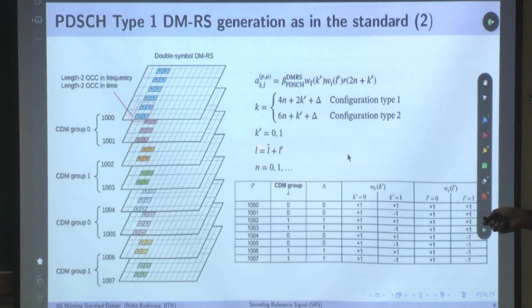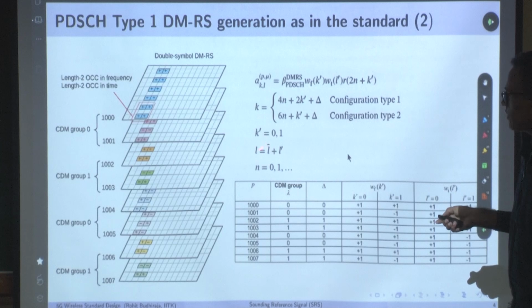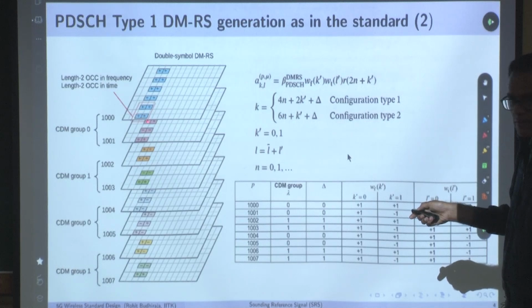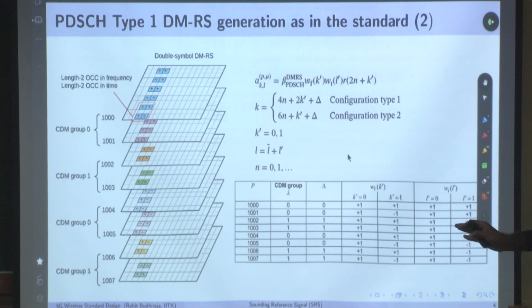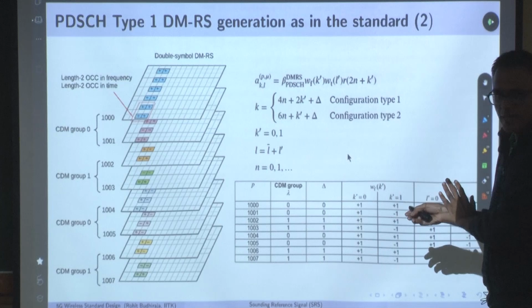L dash is 0 for single symbol, 0 and 1 for double symbol. What is L bar? L bar is the starting of the DMRS. What will this index tell? Whether you are in the first symbol or in the second symbol. L dash is 0 means you are looking at this symbol. L dash is 1, you are looking at this symbol. K dash, 0 and 1, you are looking at these subcarriers. That is what is happening, and this is some running index.